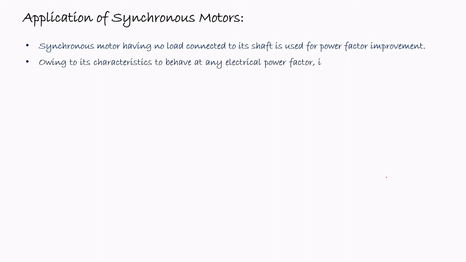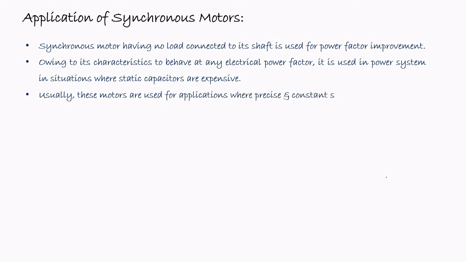Owing to its characteristic to behave at any electrical power factor, it is used in power stations in situations where static capacitors are expensive, because capacitors are used to improve the power factor, but we can use the synchronous motor also as a synchronous condenser to improve the power factor. Synchronous condenser means when the synchronous motor runs at no load condition and overexcited situation, it draws the leading current. This is considered as the synchronous condenser.